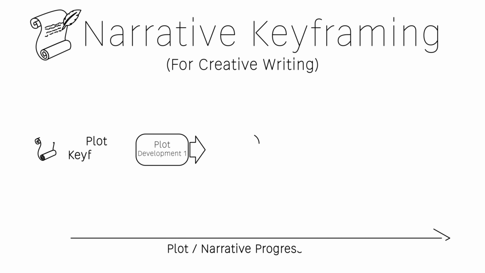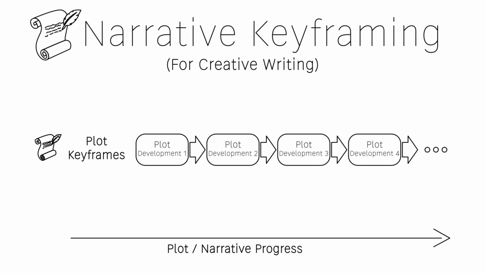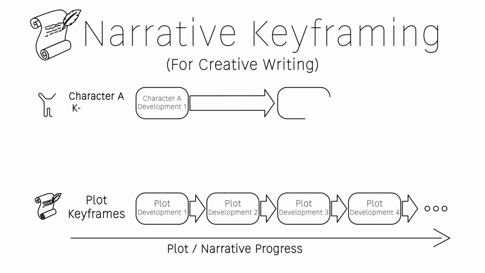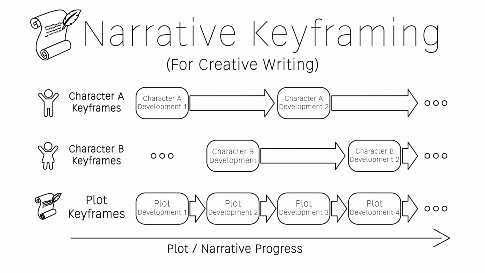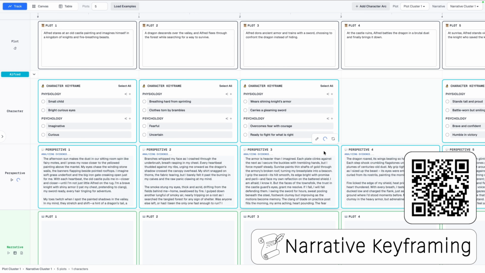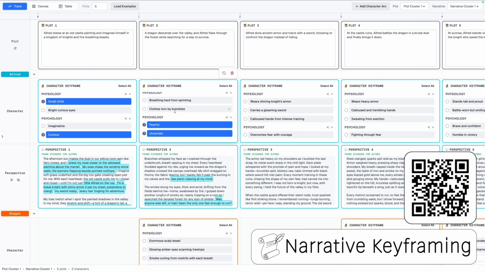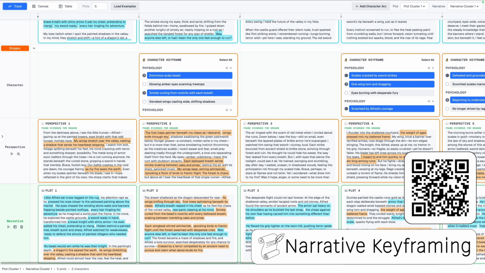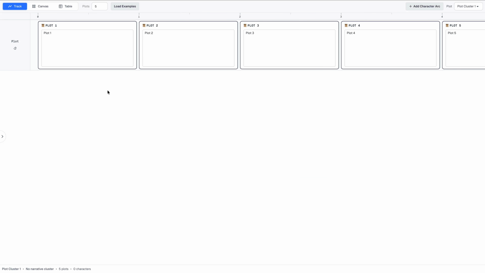Our technique works in a similar way, where the author specifies a set of narrative keyframes describing important plot points, as well as character development and perspective, that AI can then interpolate with editable prose, offering an adaptive and transparent way to maintain creative control while working with AI. Now, let's look at a walkthrough of our tool.